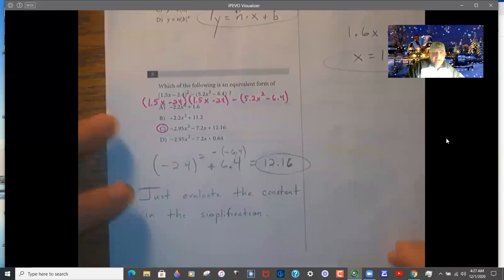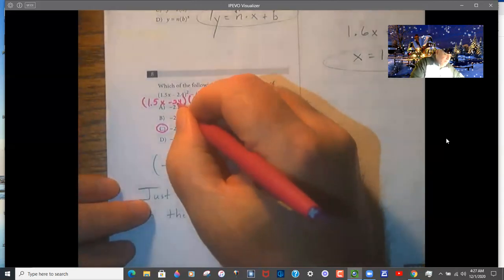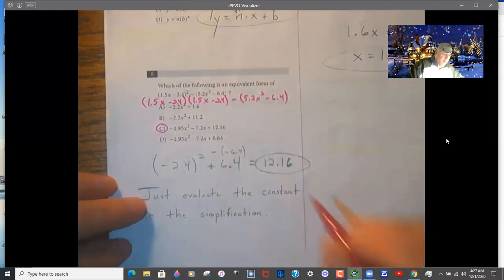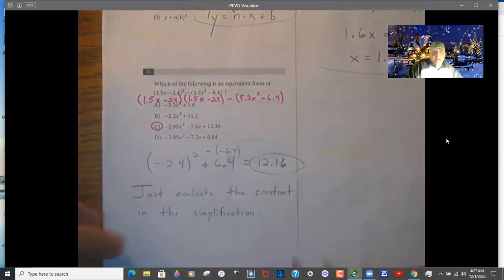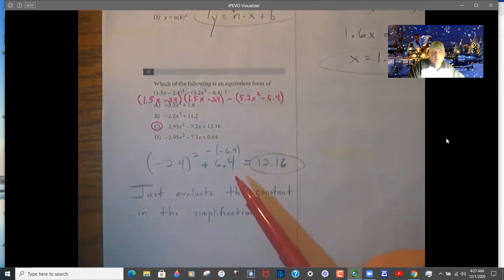So on the last part, you have to do negative 2.4 times negative 2.4 on the last part of the FOIL. And then you have to add 6.4 because that negative runs through there. So just do the last part of it.